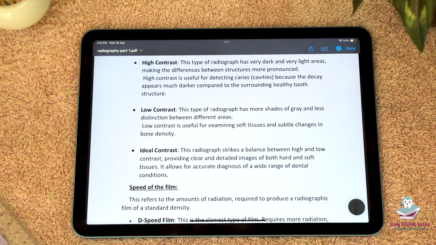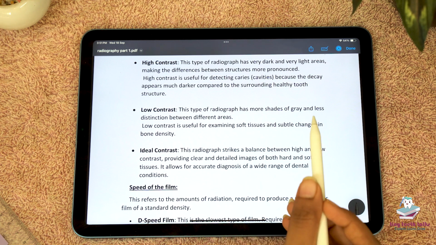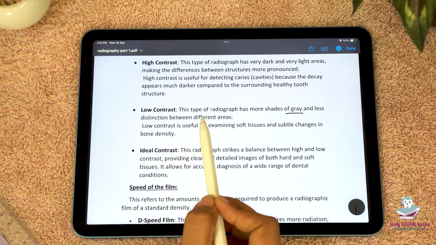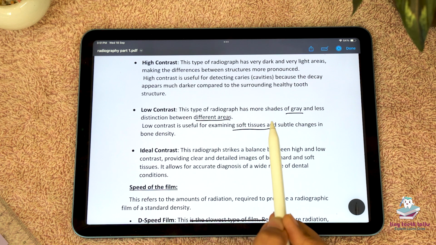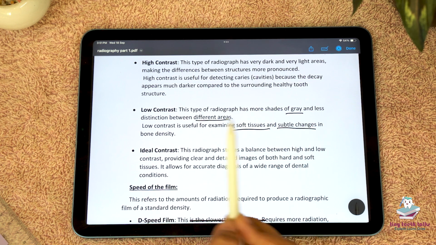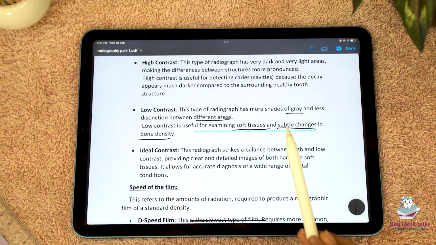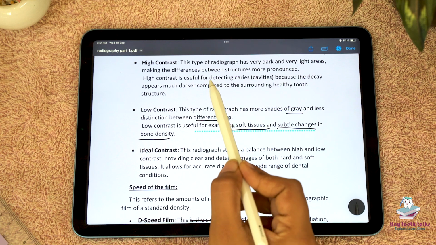Low contrast, this type of radiograph has more shades of grey and less distinction between the different areas. So low contrast is useful for examining soft tissue and subtle changes in the bone density. High contrast is used for tooth decay, detecting caries.